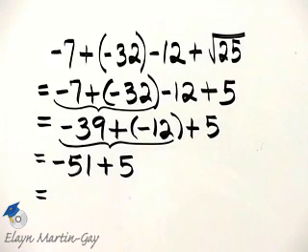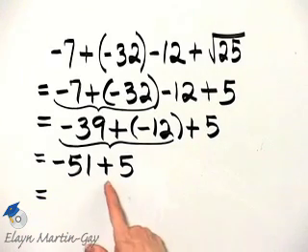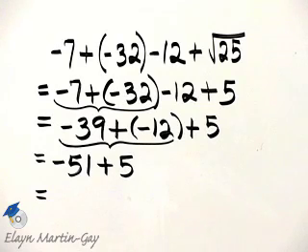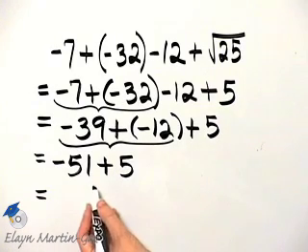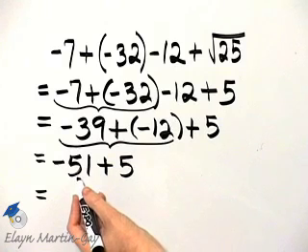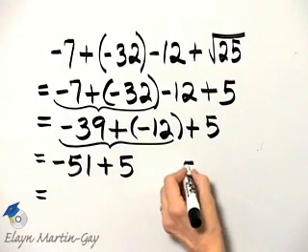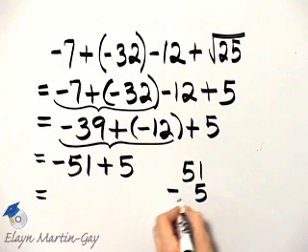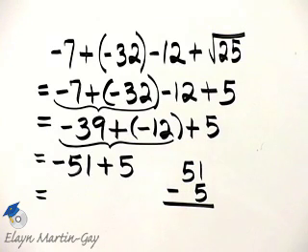So what is negative 51 plus 5? Now we're adding two numbers with opposite signs. So we take the larger absolute value and subtract the smaller absolute value. The larger absolute value is the absolute value of negative 51, which is 51. We subtract from that the smaller absolute value, which would be the absolute value of 5, or 5. 51 minus 5 is 46.